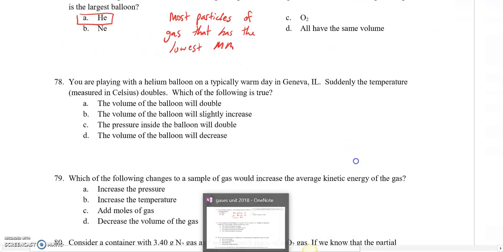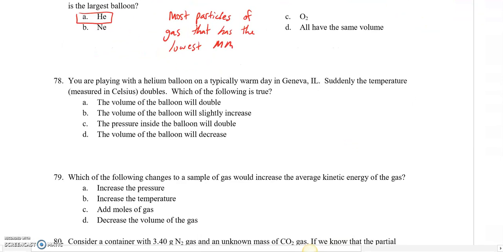78, you're playing with a balloon on a warm day in Geneva. Suddenly the Celsius temperature doubles. Which of the following is true? So let's say a warm day. A warm day is 30 degrees Celsius. And then all of a sudden it doubles to 60 degrees Celsius.